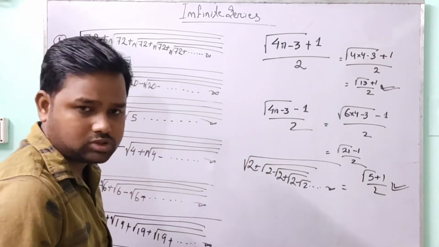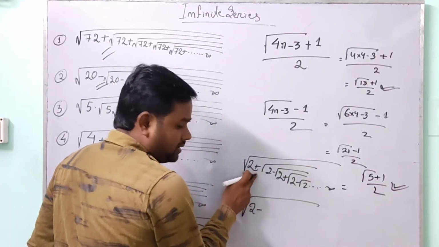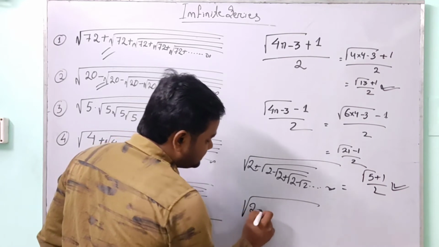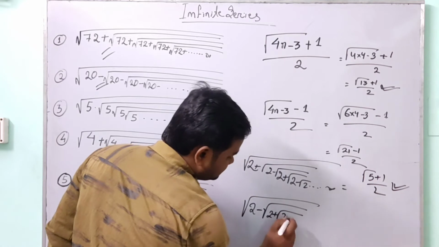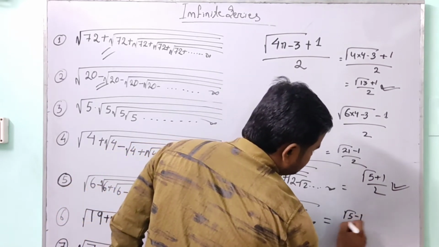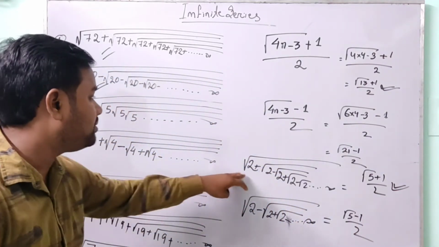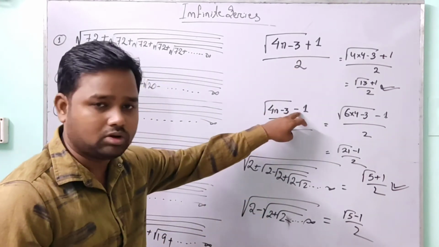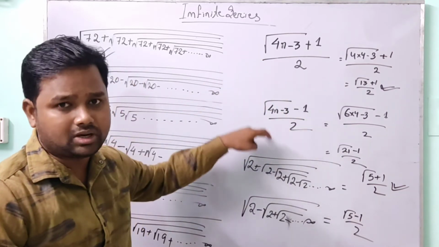If in the same question after 2 it is plus and here it is minus, so root 2 minus root 2 plus root 2 minus, till infinity, then the answer will be root over 5 minus 1 by 2. So this is the most important formula. If after the number it is positive, then plus 1 will be here. If after the number it is negative, then minus 1 will be in the formula. So these two are the most important formulas.